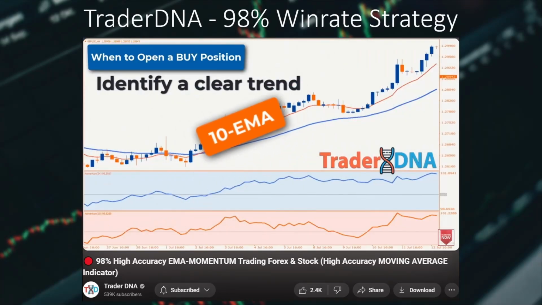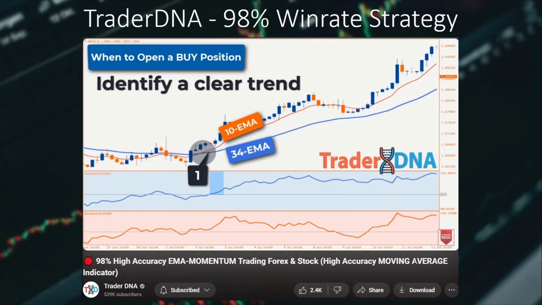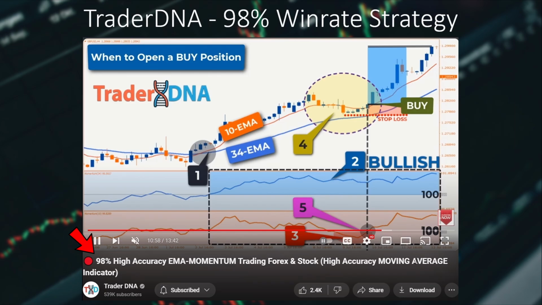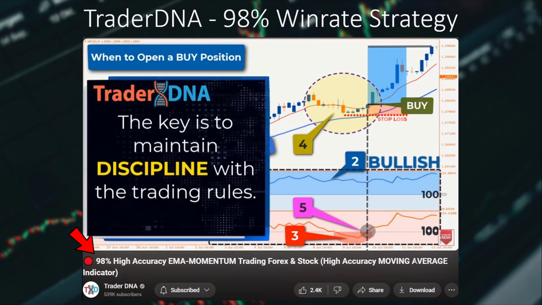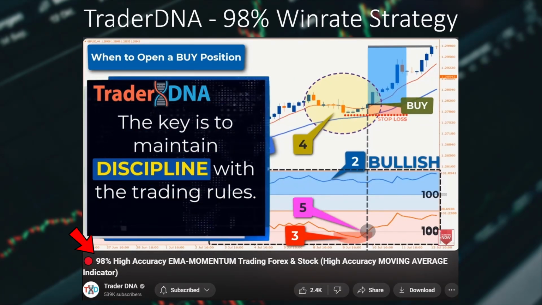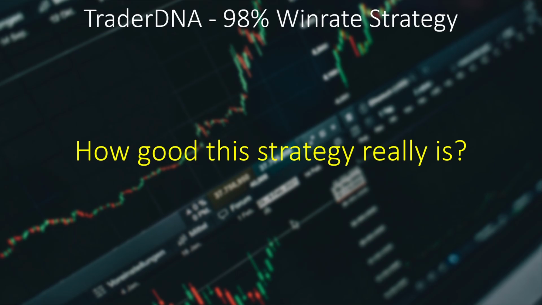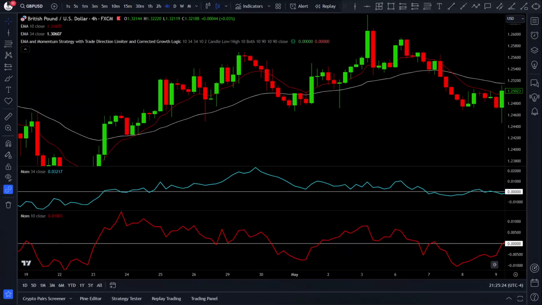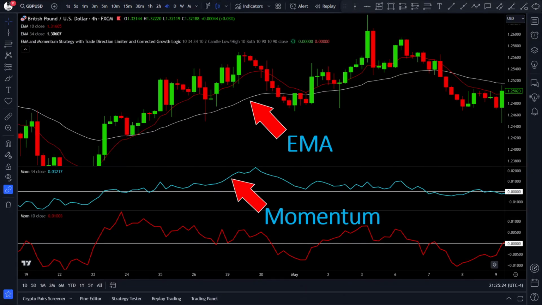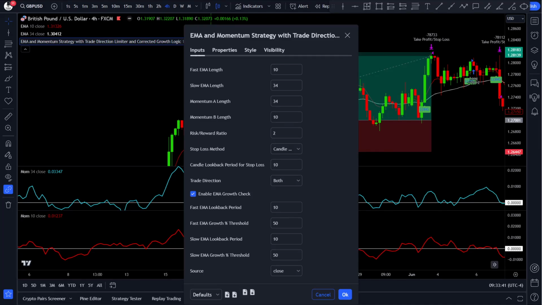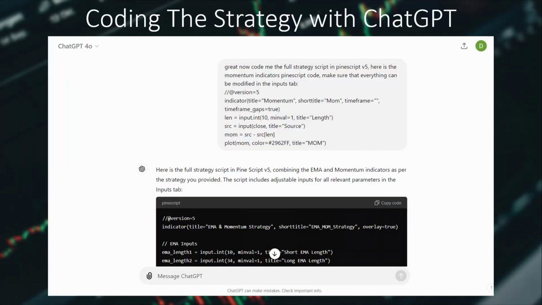Recently, I found a pretty interesting strategy for the GBP USD 4-hour chart that claims to have a 98% win rate. Of course, I don't expect it to have a 98% win rate, but I was curious how good this strategy really is. So I watched the video, took notes of the indicators needed and the rules of the strategy, then coded a very similar strategy script for TradingView using ChatGPT.